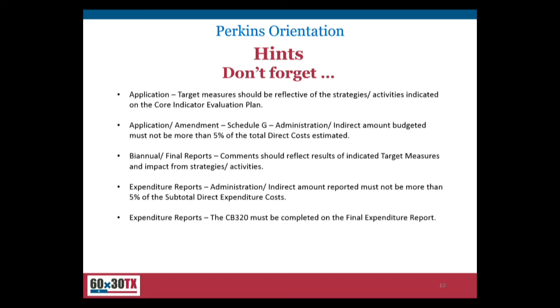And on the expenditure reports, the CB 320 must be completed with the final expenditure report. The only time you actually enter the data directly is on the final expenditure report. It is automatically completed when you're submitting the application or an amendment. We do encourage you to look at it. As I stated earlier, it shows you the listing of all the amounts and how they're categorized. You can check your 5% there, and you can check your 15% for the 60 by 30 text allocation. So just be aware of that. And that's it.